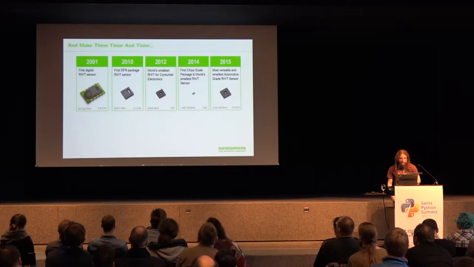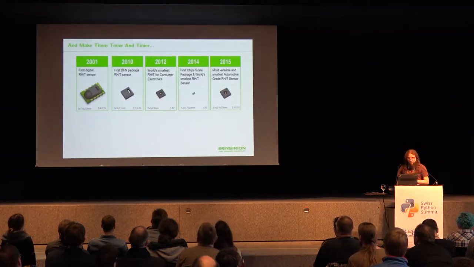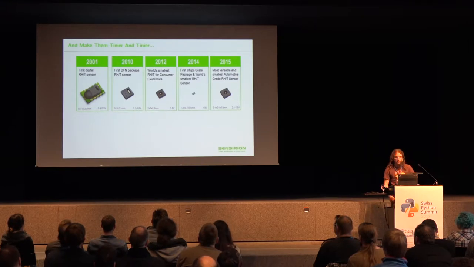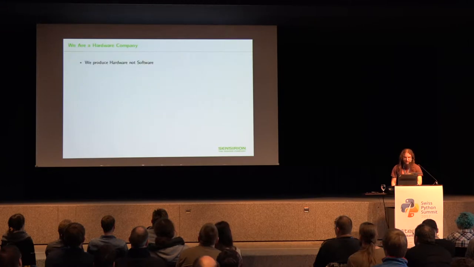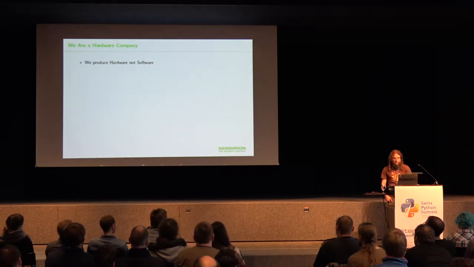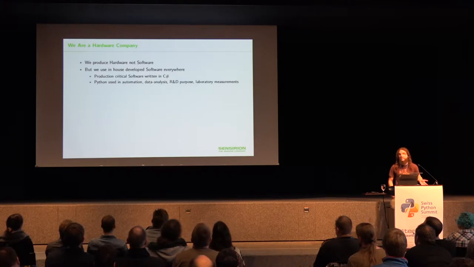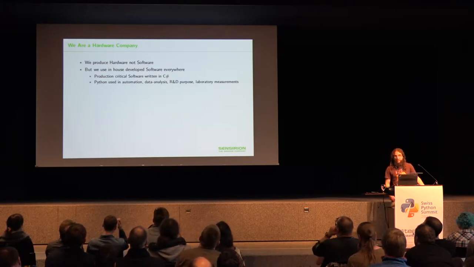Of course, we make them tinier and faster, or make them more robust, like the thing you see on the right. It's for automotive, so a little bit more stable. So I guess you figured it out. We produce hardware, not software. But we use a lot of software to manage the production of the hardware.